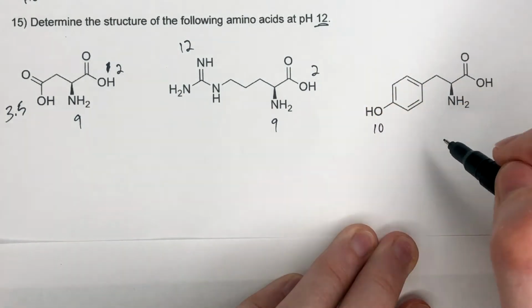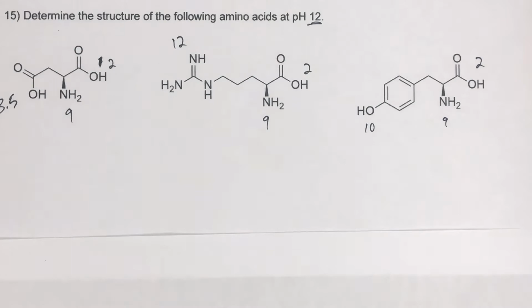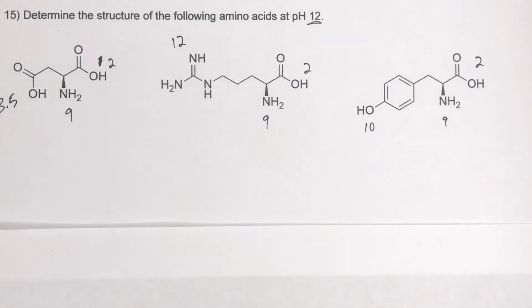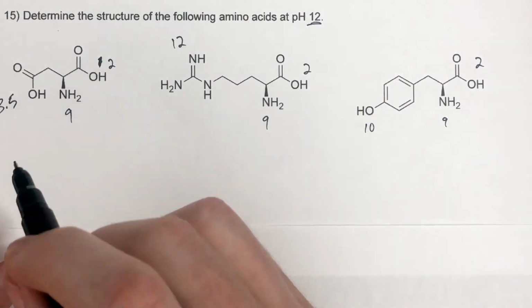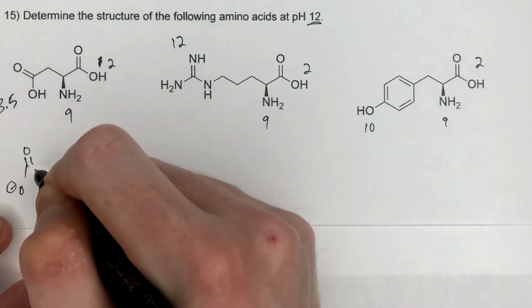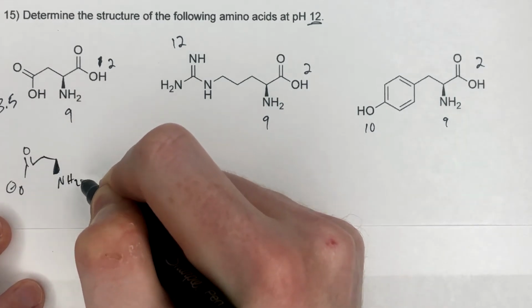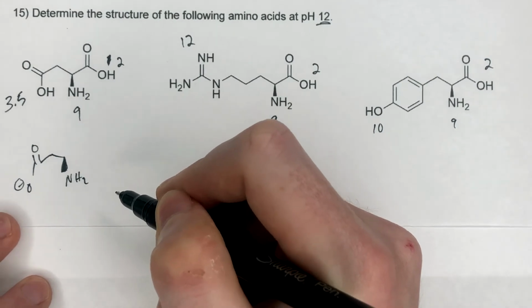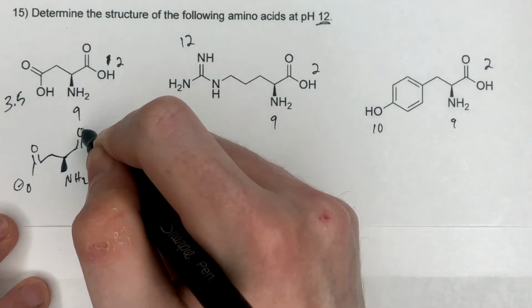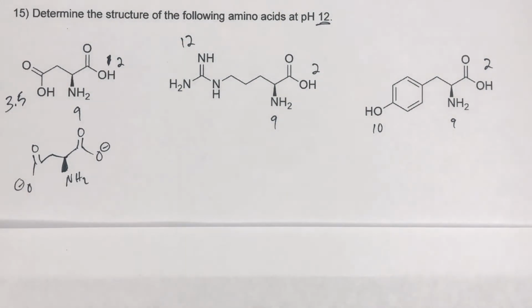So 2, 9, this one's 10, this one's 9, this one's 2. So you're going to get deprotonation everywhere. Deprotonation at the oxygen results in a negative charge. Deprotonation at the nitrogen is neutral, so it's going to look exactly like it appears. At the oxygen, again, is negatively charged. So this is the structure.